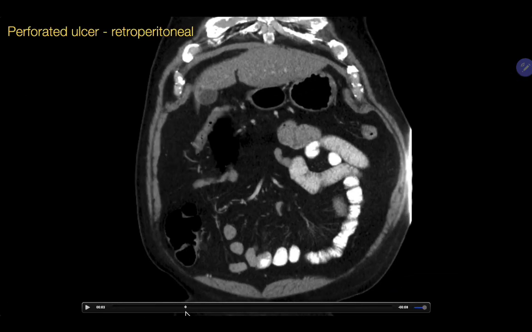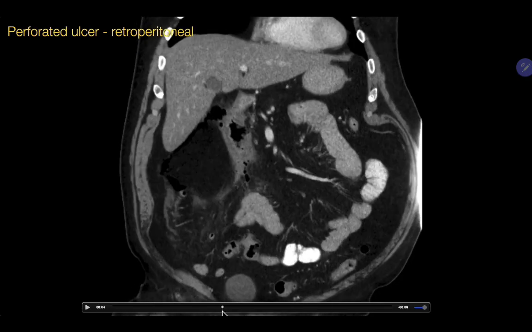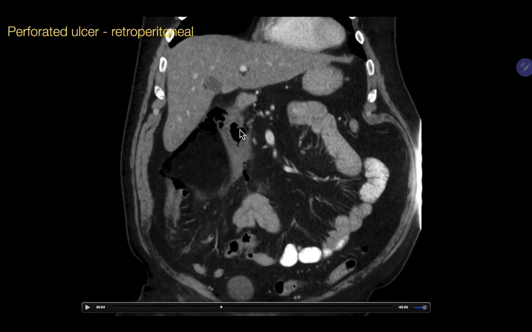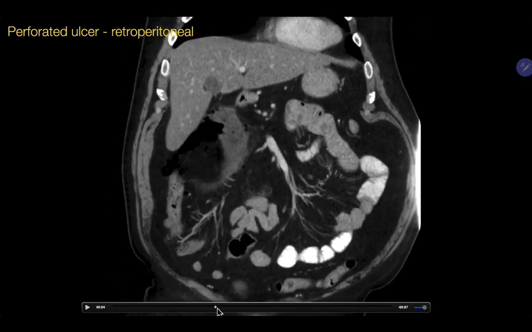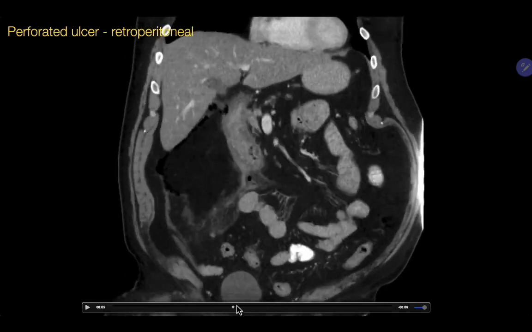And the coronal image here will show the site of defect and perforation along the medial margin of the second portion of the duodenum, with that air and fluid dissecting throughout the retroperitoneum.